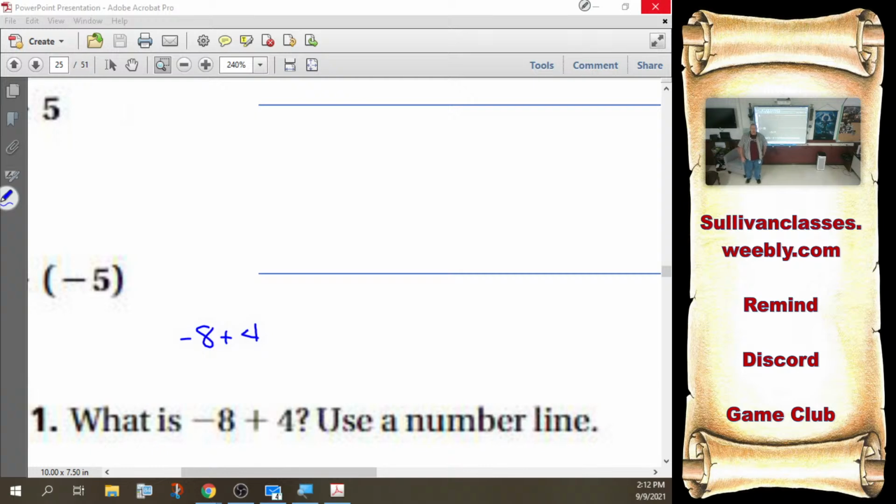It's a negative and a positive. Who's bigger? Who's bigger? Got more weight? The 8. So I know that my answer is going to be negative because the negative numbers got more weight to it. Now, what is 8 minus 4 normally? 4. So it's a -4.